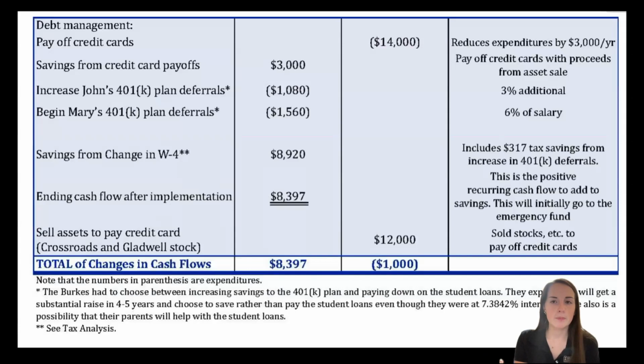And then paying off the credit cards with the sale from the stock and selling the motor scooter. And then we have the savings from paying off this credit card. And then we also have the cost, the increase of the 401k plan. These are the changes. So in total, you would have $8,397 in cash flow that can be used to start your emergency fund.